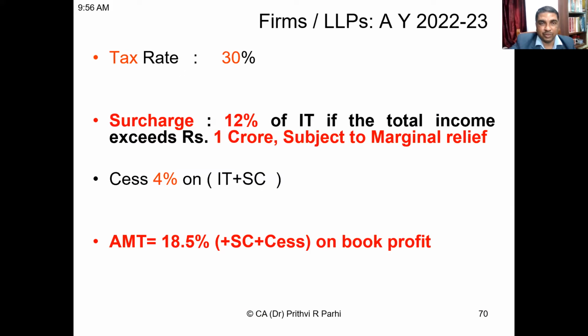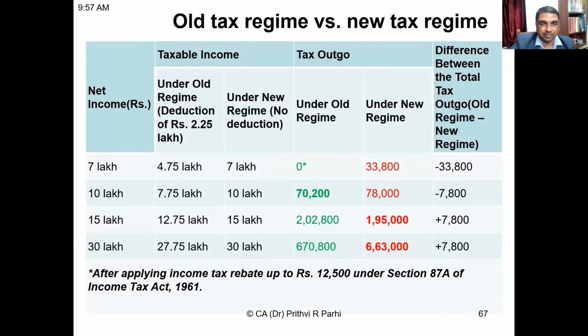Now you see, this is the rate we have covered. Firms and LLPs. Can you see it clearly? 30%. Surcharge is 12% if the total income exceeds 1 crore, subject to marginal relief. The marginal relief concept I'll be telling you. Cess is 4%, always on income tax plus surcharge. And alternate minimum tax is 18.5%. That also I'll be explaining at the appropriate time.